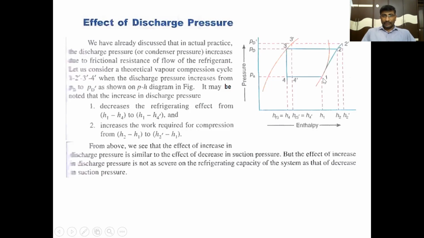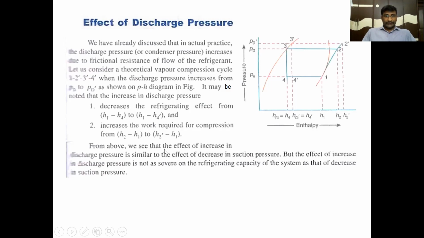What about the work input? Previously, 1 to 2 is the compression process from PS to PD. But by increasing the pressure to PD dash, we are compressing from PS to PD dash. That is, the compression work also increases, from 1 to 2 to 1 to 2 dash. The work consumption by the compressor increases, so the work required for compression increases from H2 minus H1 to H2 dash minus H1.